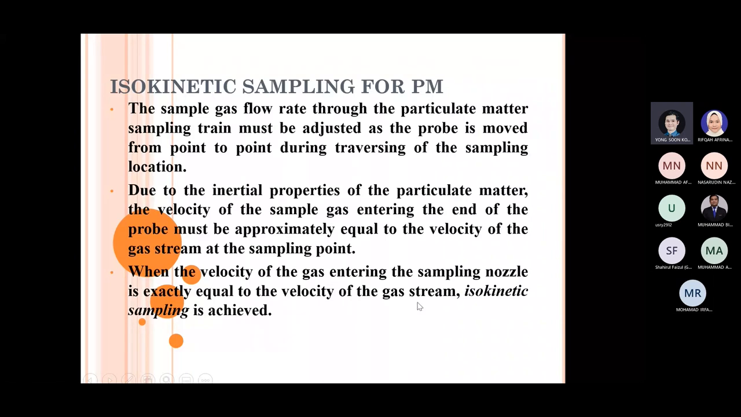So how fast the emission is moving from the bottom to the top of the stack must be the same as the velocity entering the nozzle. Because only with the same flow rate can you accurately quantify the volume of the gas, and only then will you get an accurate concentration of particulate matter. And this condition is what they call isokinetic. So the sampling has to occur under isokinetic condition as much as you can.